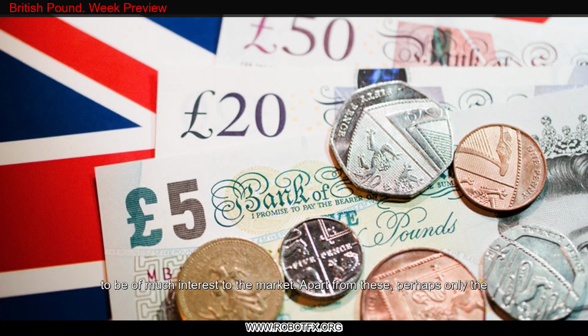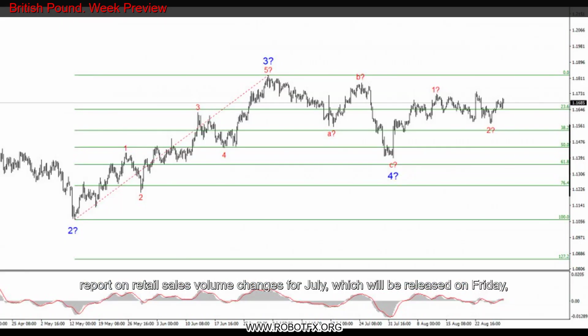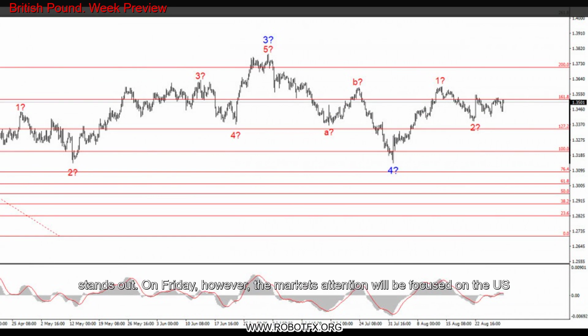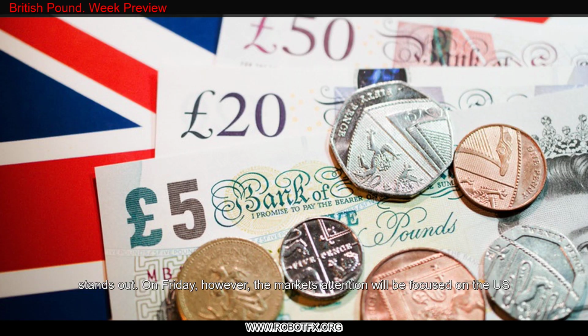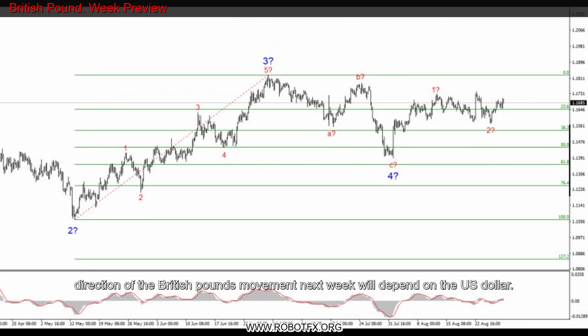Apart from these, perhaps only the report on retail sales volume changes for July, which will be released on Friday, stands out. On Friday, however, the market's attention will be focused on the US labour market and unemployment data. Therefore, it is already clear that the amplitude and direction of the British pound's movement next week will depend on the US dollar. We will discuss US events separately. In this review, let's once again analyse possible wave scenarios.